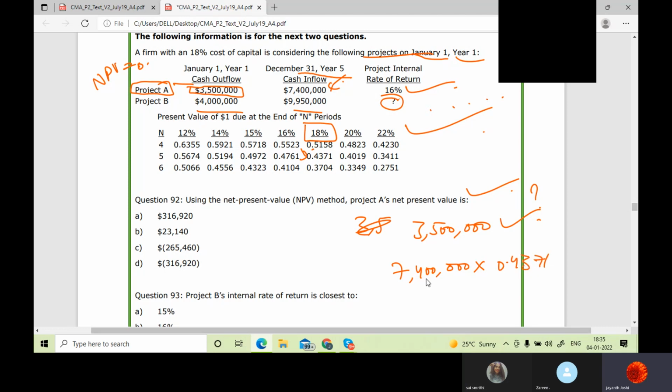0.4371, multiply with this. Whatever you are getting, you subtract this from that. You'll get the NPV. Please do this. I'm waiting. Strange if you are not doing this.